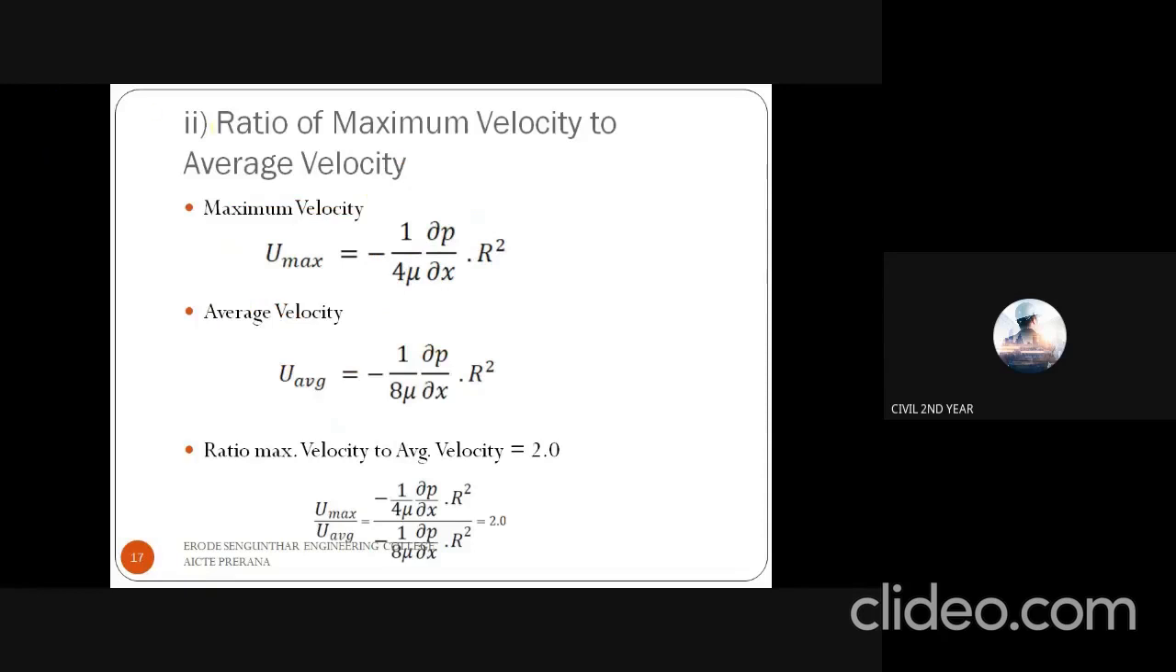Then the second one, the ratio of maximum velocity to average velocity. The formula for maximum velocity is u max equal to minus 1 by 4 mu ∂P/∂x into R square minus small r square. Here small r becomes 0. So the value is minus 1 by 4 mu ∂P/∂x into R square. The next, average velocity: u average is equal to minus 1 by 8 mu into ∂P/∂x into capital R square.